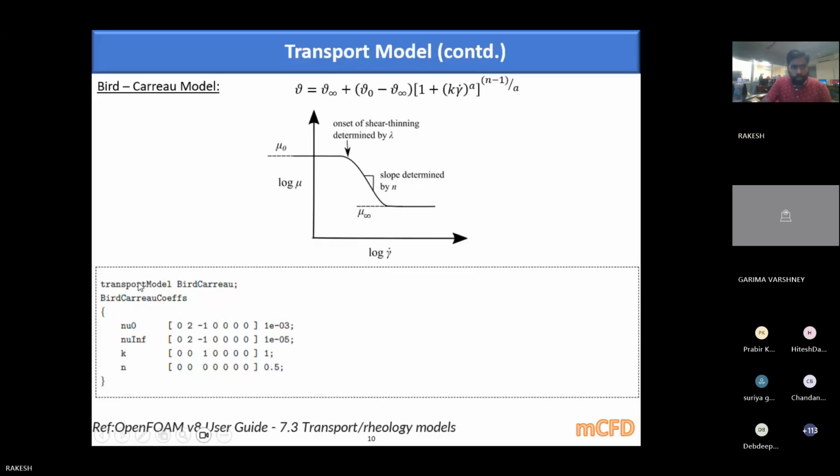So here, if somebody wants to incorporate the Bird-Carreau model, like the power law model, here we have Bird-Carreau coefficients, and in the previous case it had the maximum and minimum. Here we have the nu naught, which is the zero shear rate viscosity, and nu infinity is the infinite shear rate viscosity, and K and N. Similarly, if somebody wants to incorporate Herschel-Bulkley or other models, they can directly use this model. This is available already. I have given the reference from where I took it.